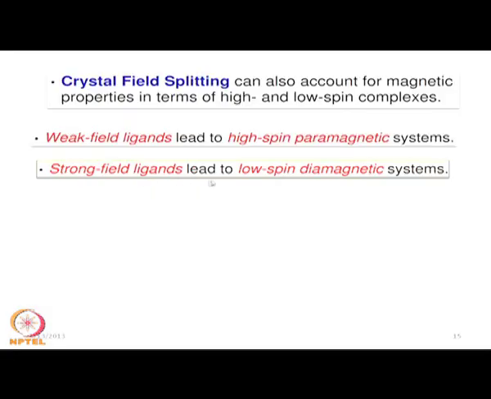For the other type, the strong field ligands, we can have strong field ligands as well, which lead to low spin diamagnetic systems. If the field is such that we can pair up all the available electron spins, we will get a low spin compound, and when S is equal to 0, when all the free spins can be paired up, we get the corresponding diamagnetic system. If we cannot force all the spins into different orbitals, it cannot be diamagnetic, but it can be paramagnetic with a low spin value.